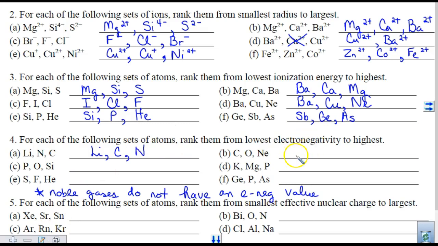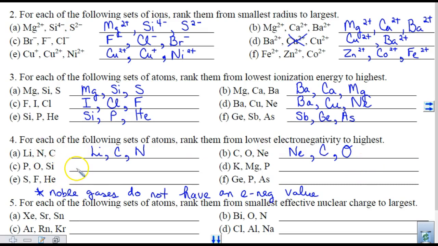Alright, in B, we're comparing carbon, oxygen, and neon. And so we need to remember what we said about noble gases. So Ne has an electronegativity of 0, so it's going to be the lowest. And then comparing carbon and oxygen, since carbon is farther to the left-hand side, carbon is going to have a lower electronegativity than oxygen. And oxygen is one of the most electronegative elements. That upper right-hand corner of elements, excluding noble gases, are the elements with the highest values.